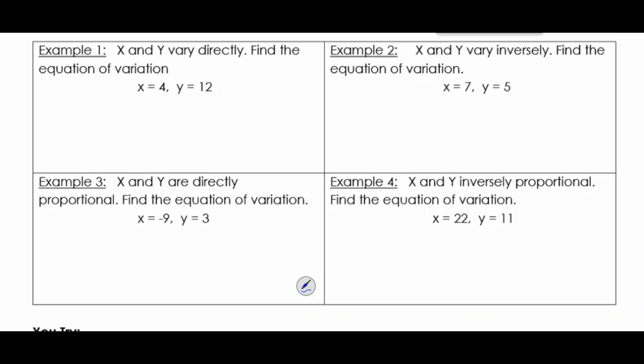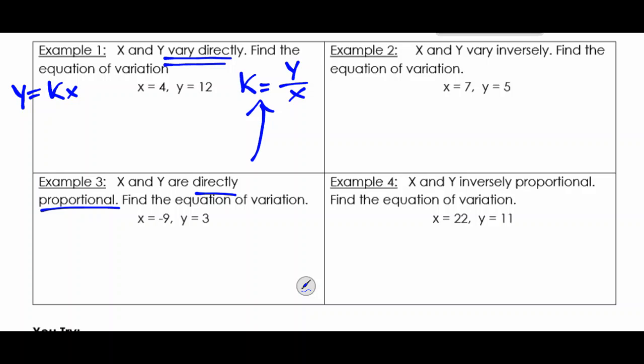First, we need to decide what kind of equation we're going to use. This says that these vary directly. The third one says they are directly proportional. Those mean the exact same thing. It means we're using this equation, or if we want to find the constant, we would use this equation. Those are the exact same thing. They both talk about direct variation. This one is used to find the constant. This is the general form of the equation.